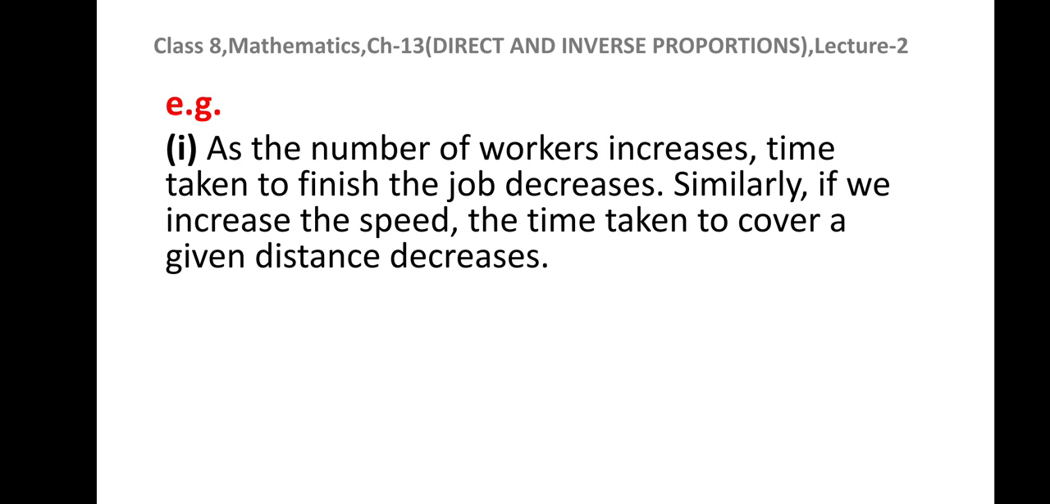For example, as the number of workers increases, obviously the time taken to finish the job decreases. If I have more workers, I will be able to finish my job in less time. So this is an example of inverse proportion. The number of workers is increasing, but the time taken to complete the job decreases. So it is a case of inverse proportion.